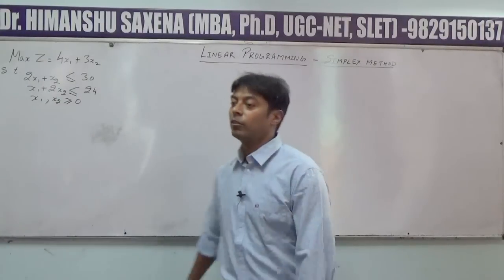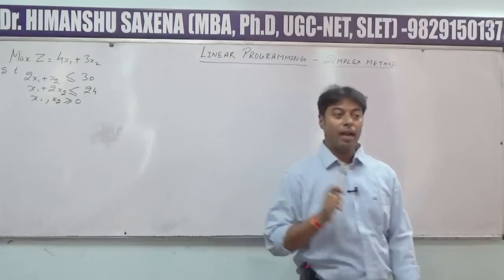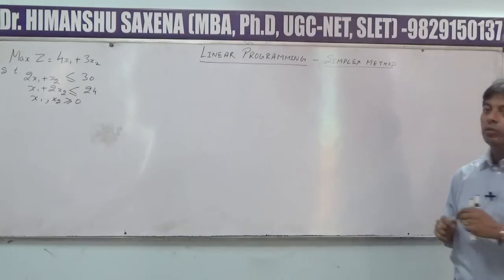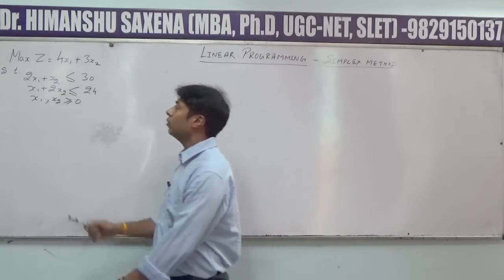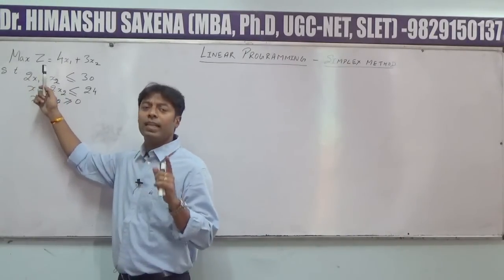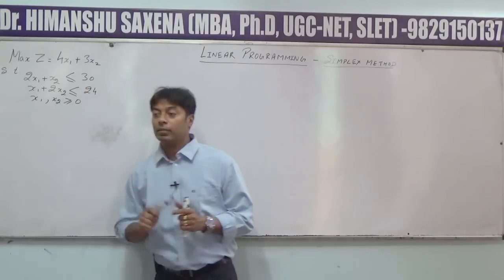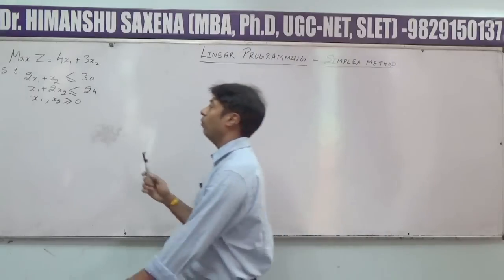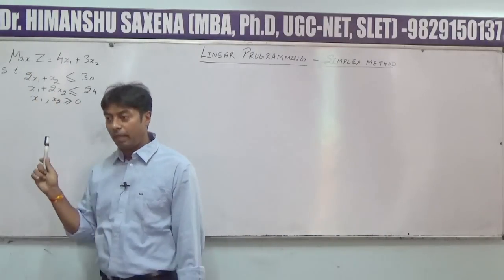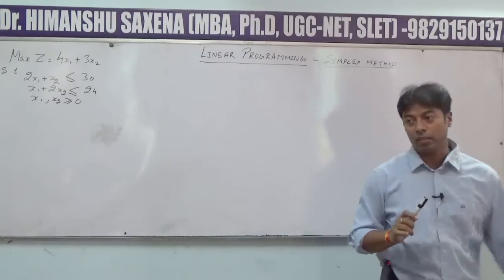Okay, so the topic for today is linear programming, and in linear programming we are going to start with the simplex method. Now we are taking up this question today which says maximize Z is equal to 4x1 plus 3x2. Now there are two types of cases in linear programming. One is a case of maximization and another is a case of minimization.